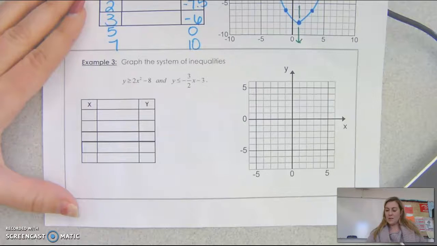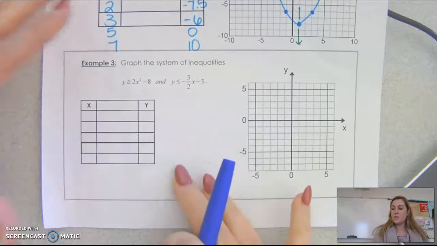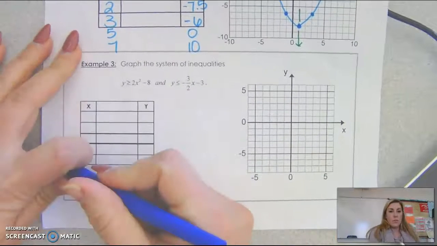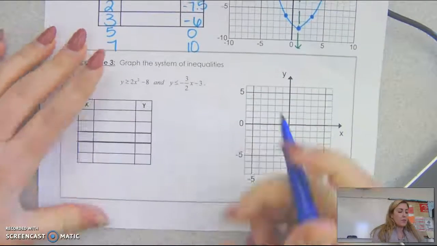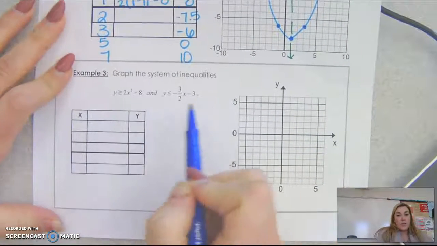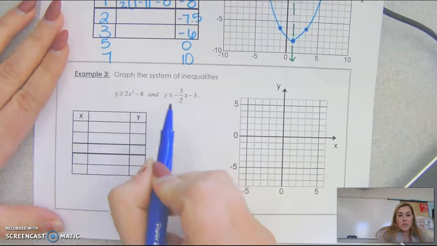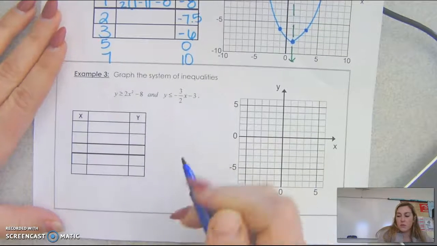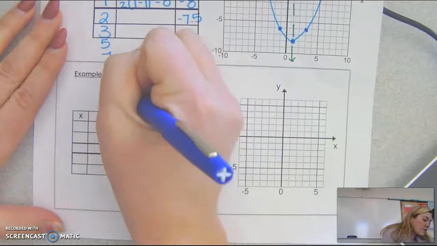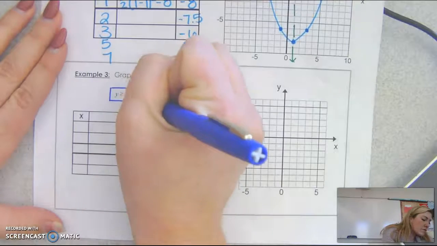Hi guys, so I didn't get to finish this on the other notes, but there's a problem just like it on your homework, so I want to go through it really quickly. So you're given two different equations. This one has an x squared and this one doesn't, so they're going to be two completely different graphs. Let's start with this first one.